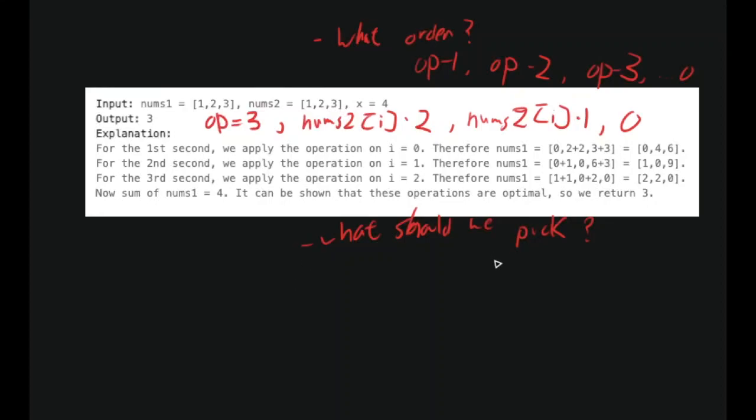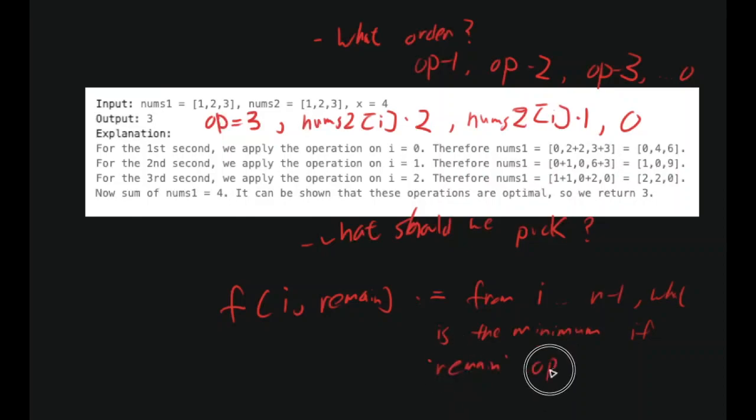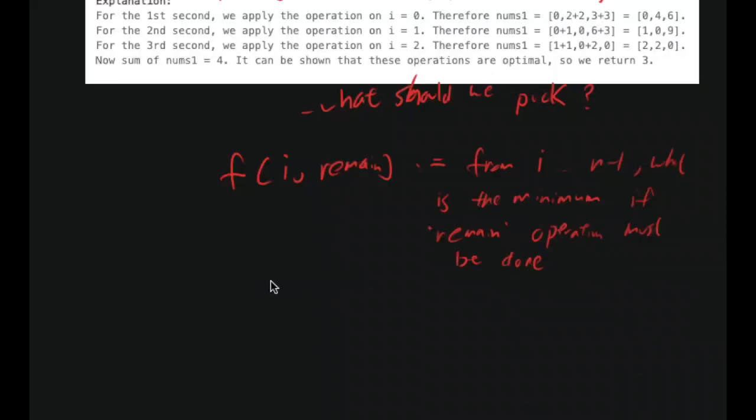That is the natural next question to ask. What should we pick in this order? So basically we can apply some DFS. f(i, remain) means from i all the way to the last one, what is the minimum if remain operations must be done? So from there, we can do some recursion, either to include it or to ignore it.